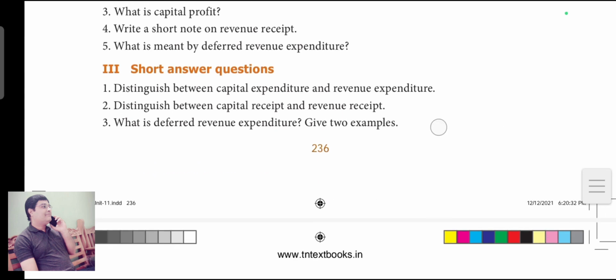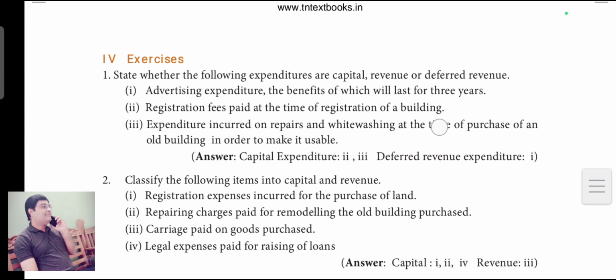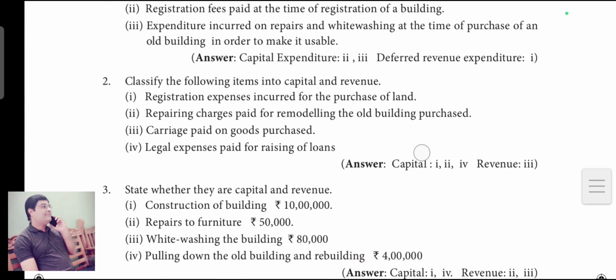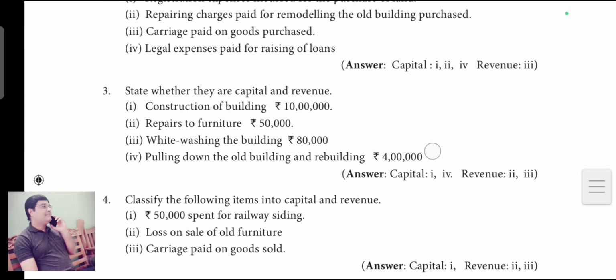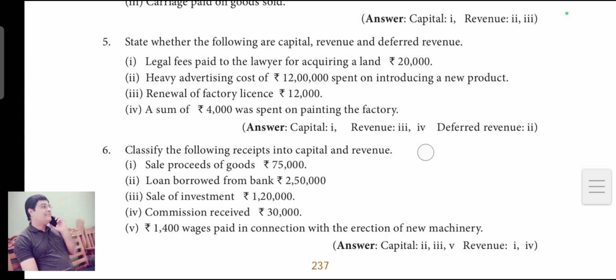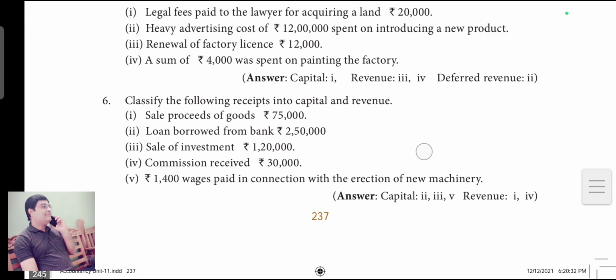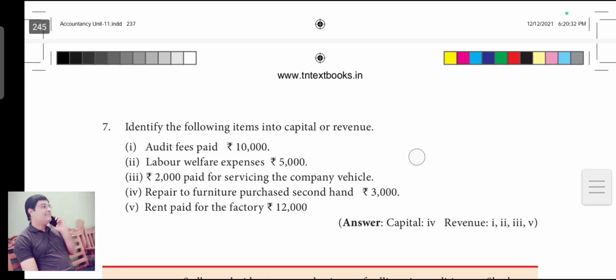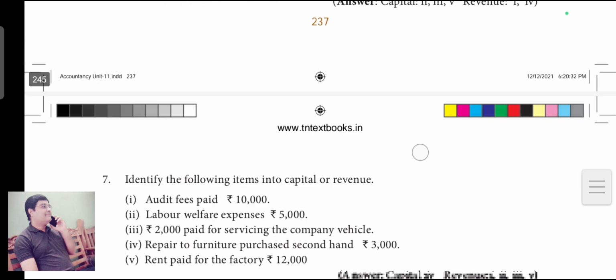In exercise sum, first one, fourth one, 5, 6 sum is for 5 marks, and 7 sum is also for 5 marks.